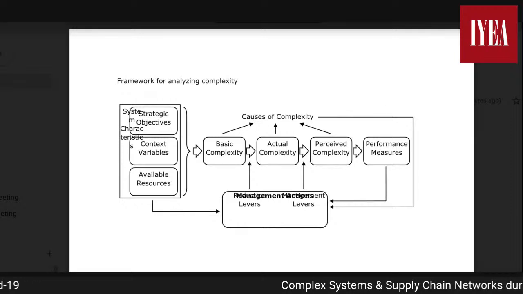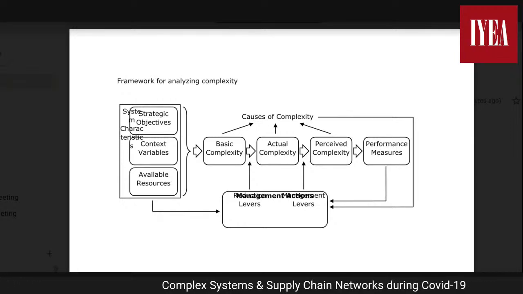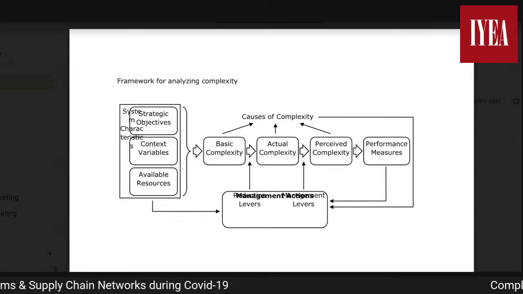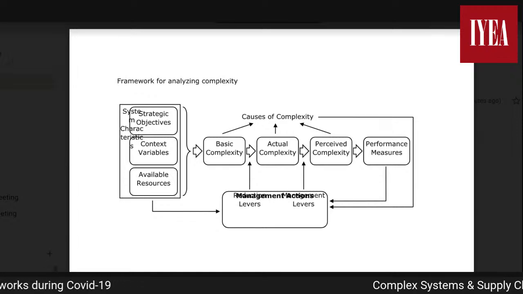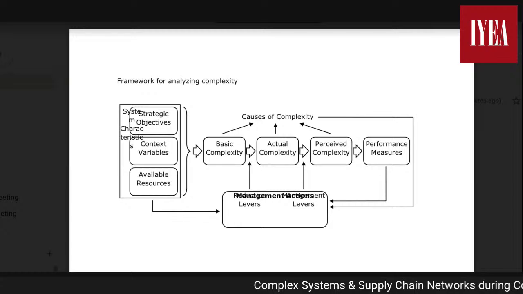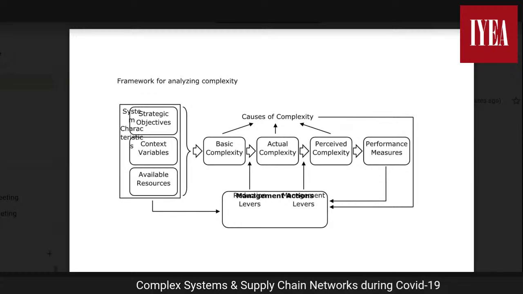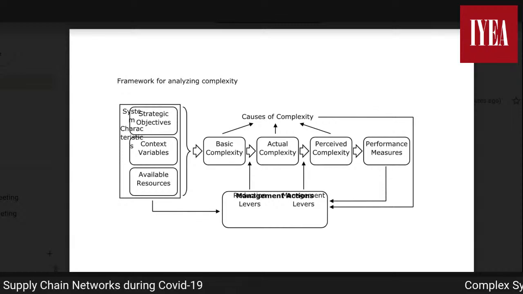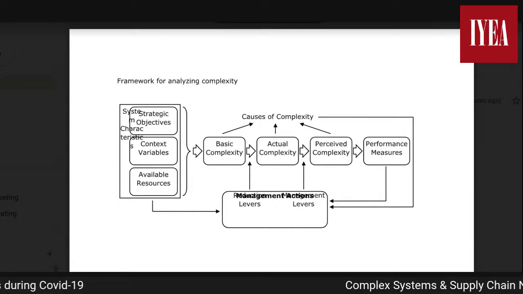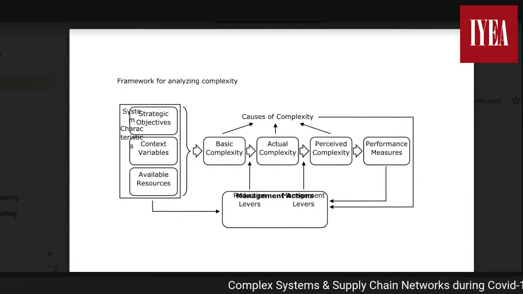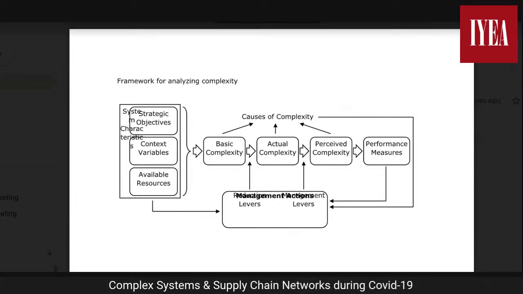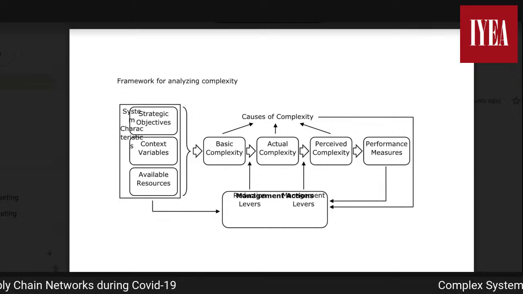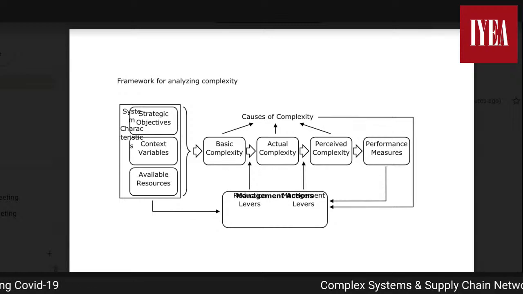So any organization possesses a basic level of complexity that comes from within the organization, as I already discussed before, from the organizational structure, from the managers, from the way management works, from the processes. So that's the basic level of complexity. Now, every organization or supply chain uses reduction levers to reduce complexity within the organization. And thus, the level of complexity goes down from basic to the actual complexity.